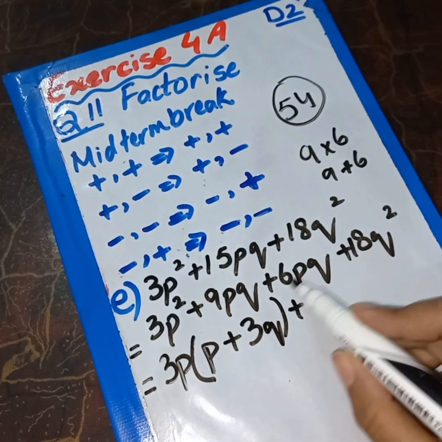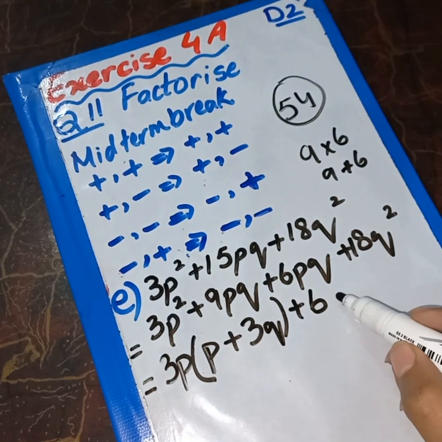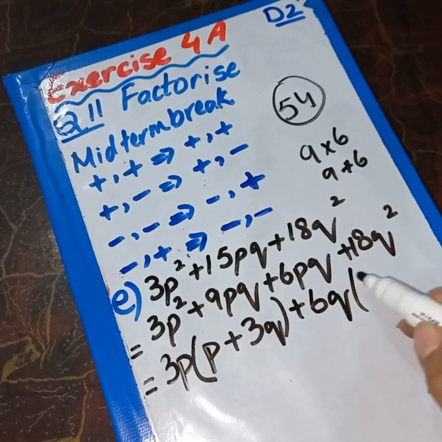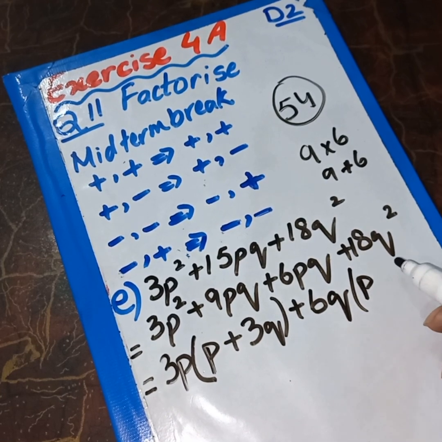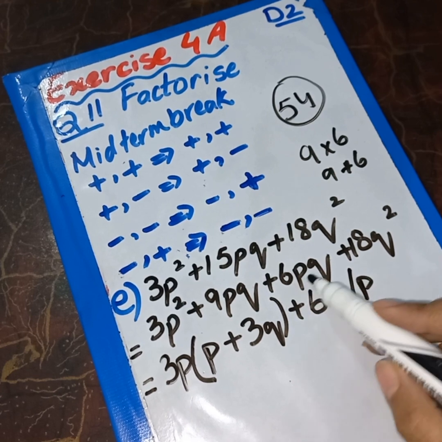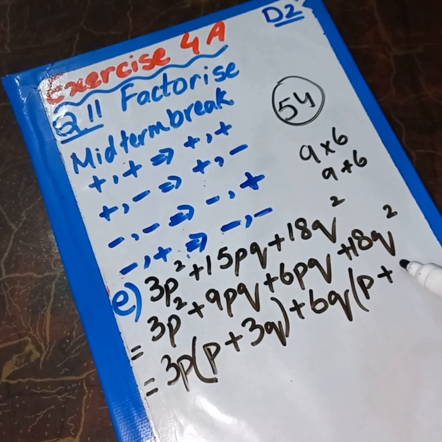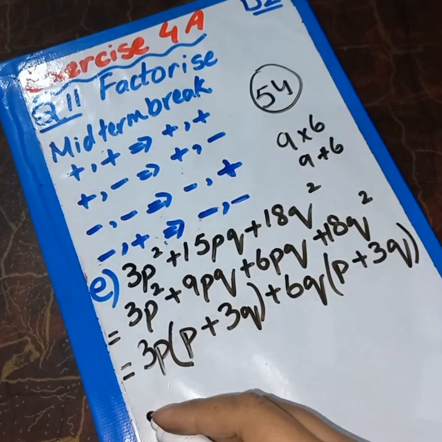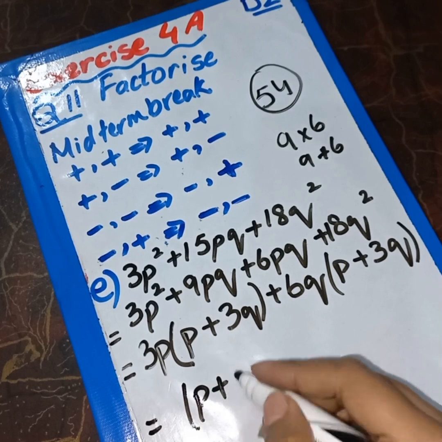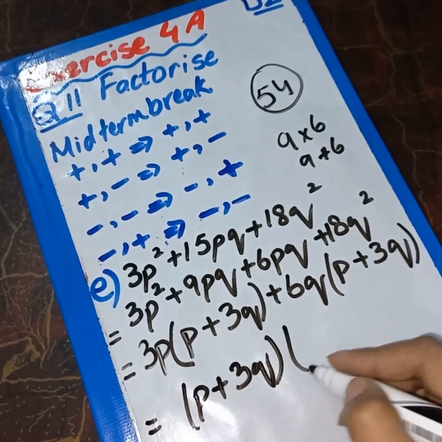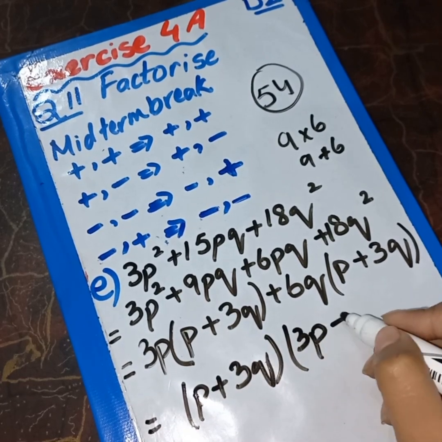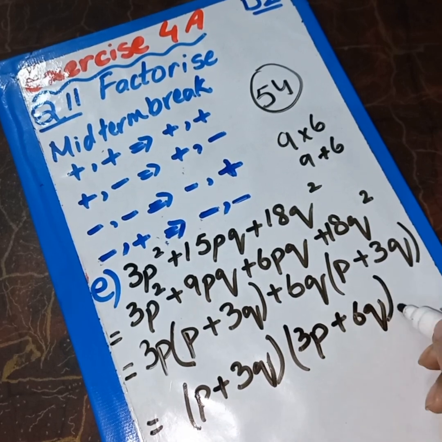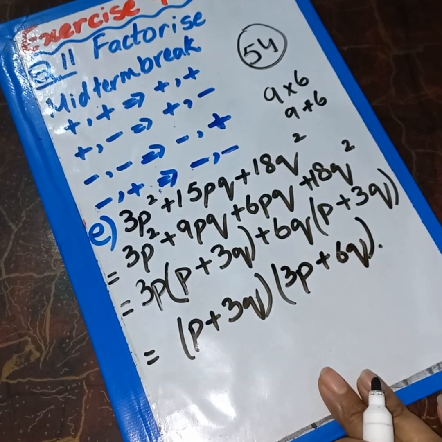Plus 6 and 18. So 6 is common and q is common as well. Here p will come down as it is. With this, to complete this 6pq, and plus 6 threes are 18, and for this q square, 1q is outside and I will write 1q inside. As you can see, p plus 3q, p plus 3q both become the same. So I will write it once, and 3p plus 6q will come like this, which are the uncommon factors.